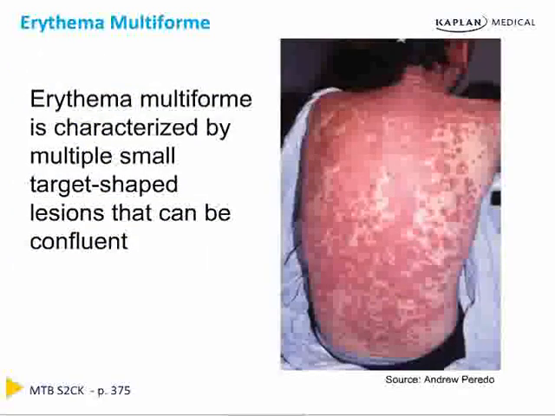Here's erythema multiforme, multiple small target-shaped lesions that can be confluent. That means into one big sheet. That is erythema multiforme. Again, no mucous membrane involvement.